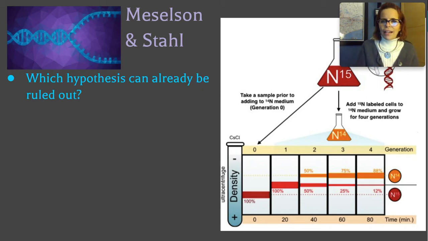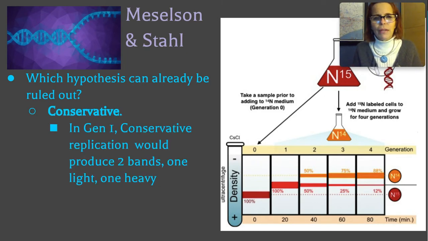So which hypothesis right away by generation 1 can already be ruled out? And the answer is the conservative model. And if you can't remember what the conservative model is, it was the idea that you would have one old DNA and then one completely new DNA molecule.